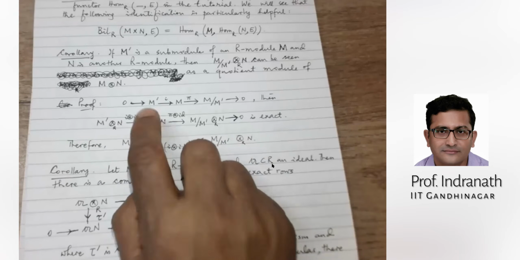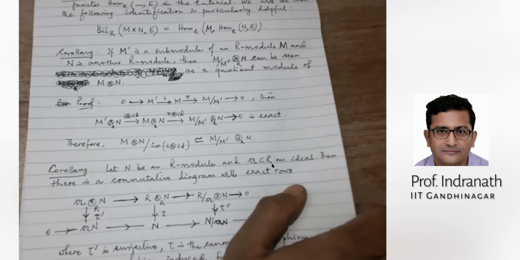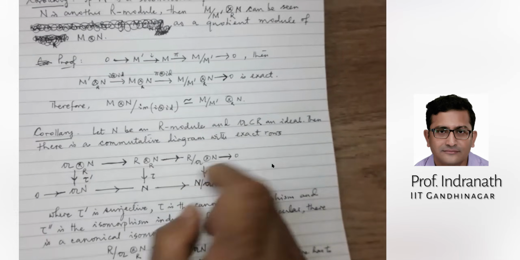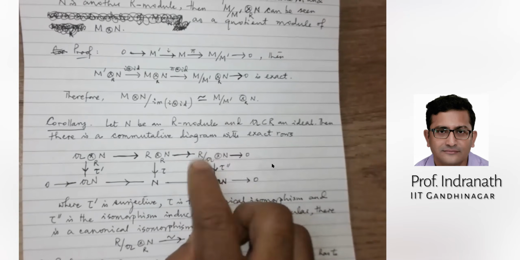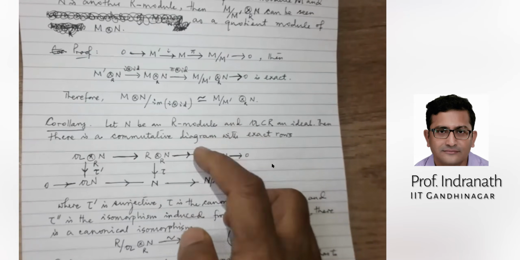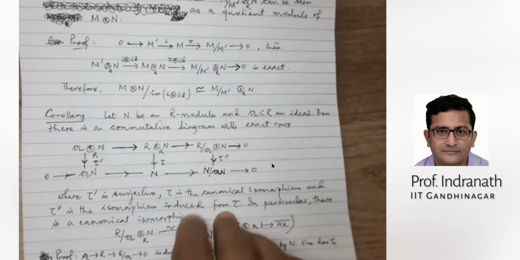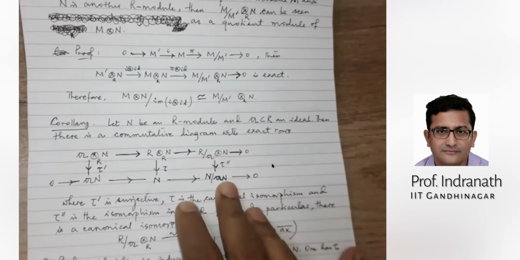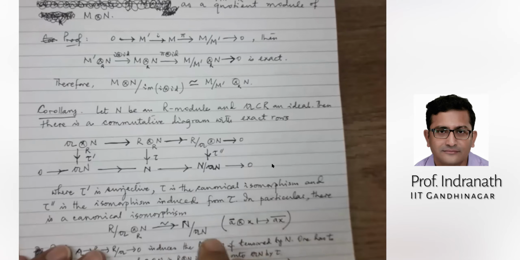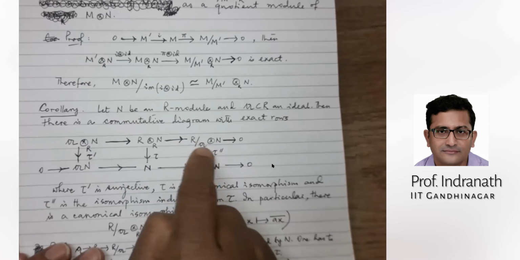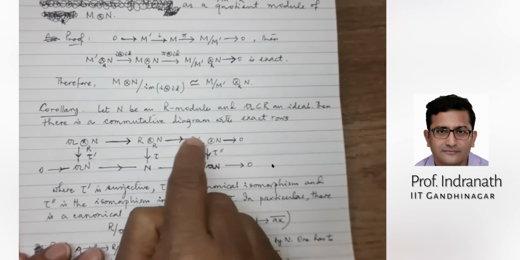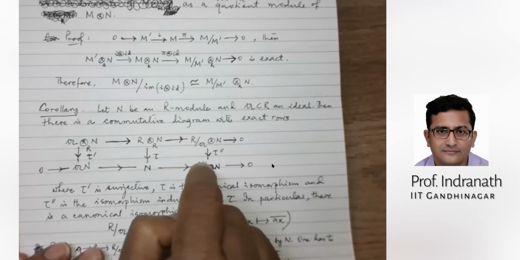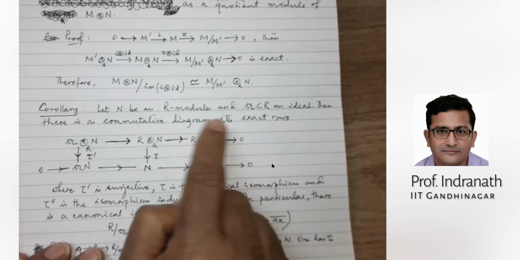That is the major problem, and that is the reason why you come to the notion of flatness and faithful flatness eventually. Another corollary, which is very important, is exactly what Joydeep was trying to use. If you have an R-module N and A is an ideal, then there is a commutative diagram with exact rows. Basically, you want to show that R/A tensor N is isomorphic to N/AN, so you want to show that this is an isomorphism.